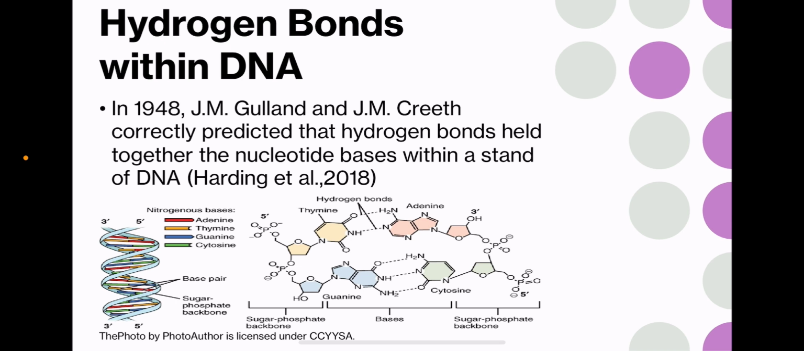Hydrogen bonds are also vital in the formation of DNA. It was precisely in 1948 that J.M. Gulland and J.M. Creeth correctly predicted that hydrogen bonds held together the nucleotide bases within the strands of DNA. While individually weak, the hydrogen bonds together allow the DNA to maintain its double helix structure.